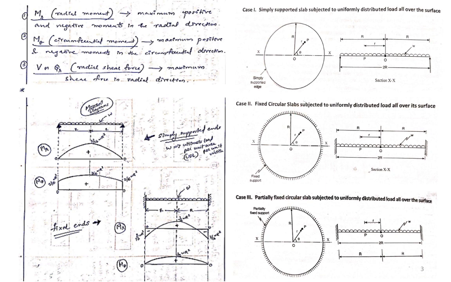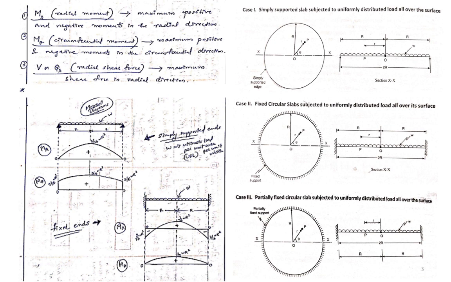So let's consider this case, simply supported. If the ends are assumed to be simply supported, and let capital R be the radius of the circular slab. If you are considering a point P at a distance of small letter r from the center, and if you consider section XX, we can see this figure. In this figure, point P is marked towards the left side. So assume we are viewing this from above or from the other side. Okay, so we will get this point on the left side.